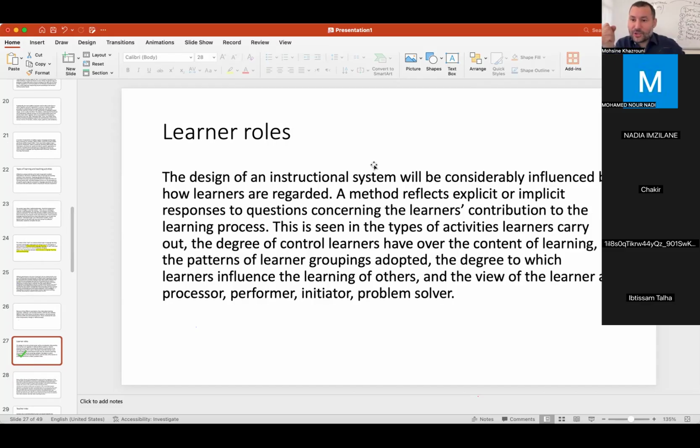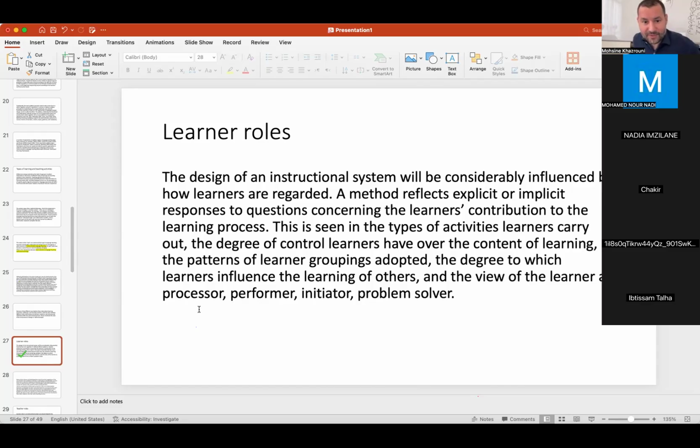Sometimes, in some methods, the teachers control everything, the whole learning process. For example, sometimes in the audiolingual method. Okay. Can you elaborate on that? How does the audiolingual method perceive the role of a learner?